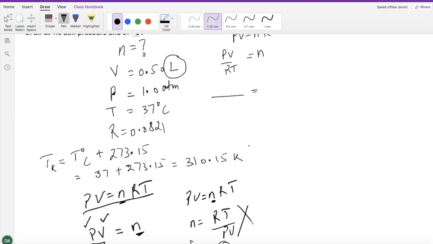Okay. Now, this is temperature, right? Now, for finding N, can you find N, guys? What do I put here? What's the first number I put here? 1 atm. What is V?